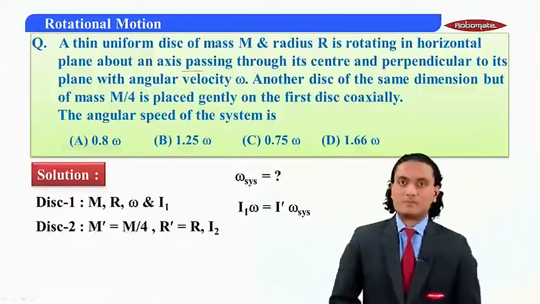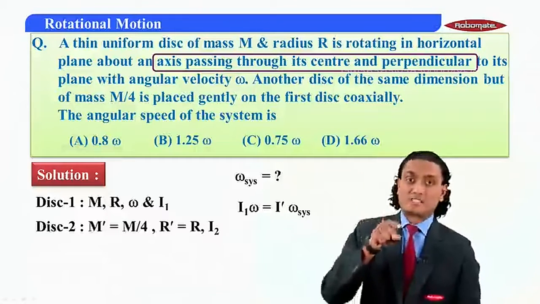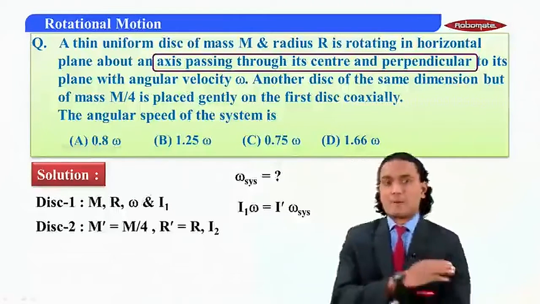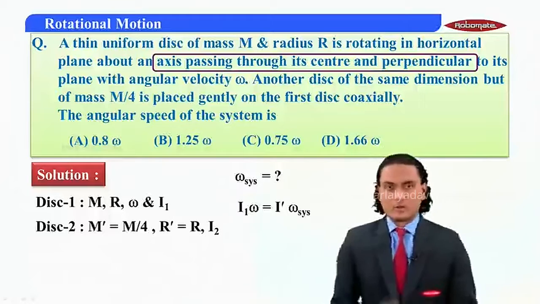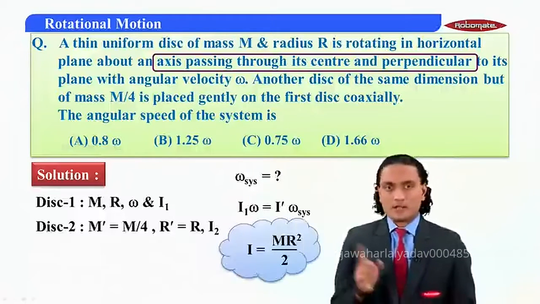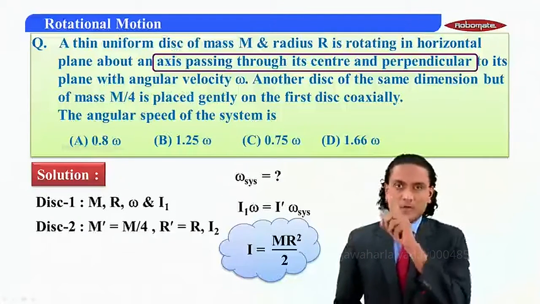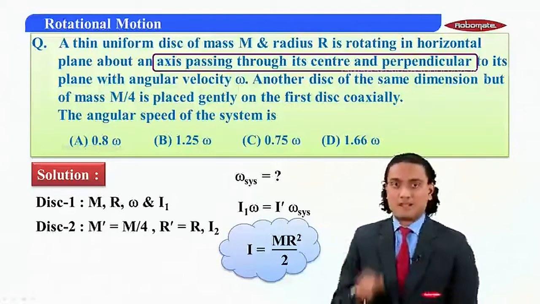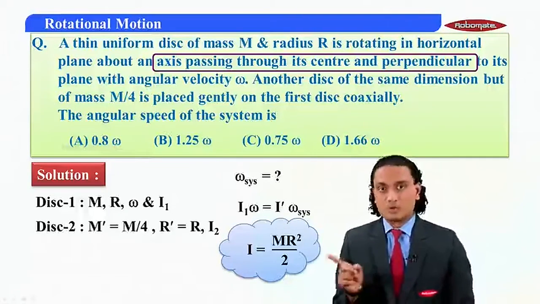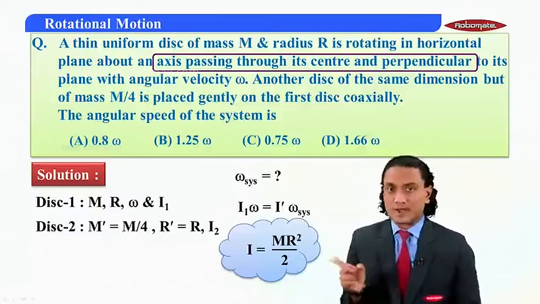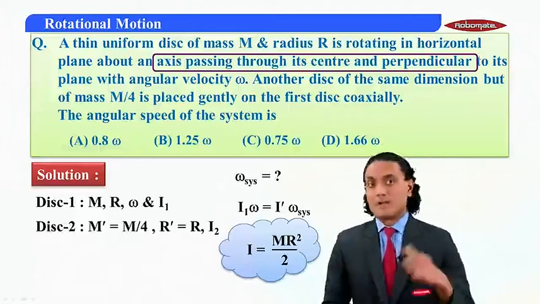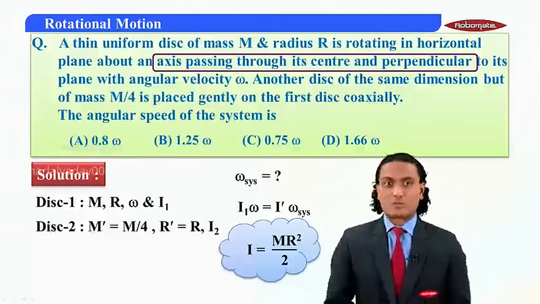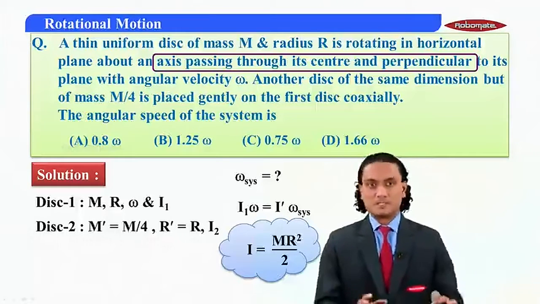Now here you see, the disk is rotating about an axis passing through its center and perpendicular to its plane. We have seen this in the board module. The formula for the moment of inertia of a disk about an axis passing through its center and perpendicular to its plane is mr square by 2. So we can find out I1, I2, as well as I dash using this formula. Is that clear till now?